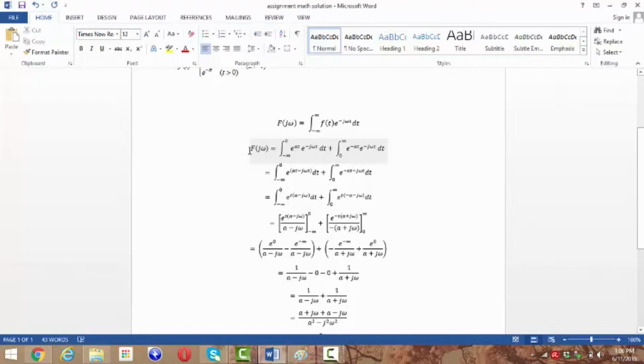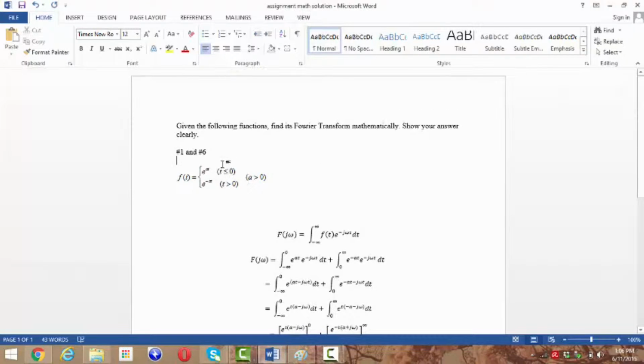For F(j omega), since the range for t is less than or equal to 0, that means from negative infinity to 0, the f(t) is exponential at times the exponential negative j omega t dt, plus the next range for t, that is t more than 0, the integral from 0 to infinity, where f(t) is exponential negative at times exponential negative j omega t dt.